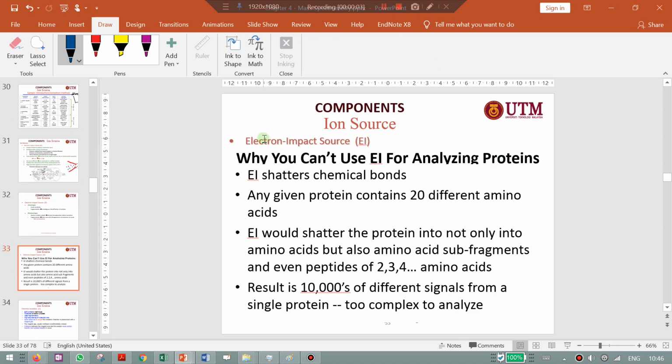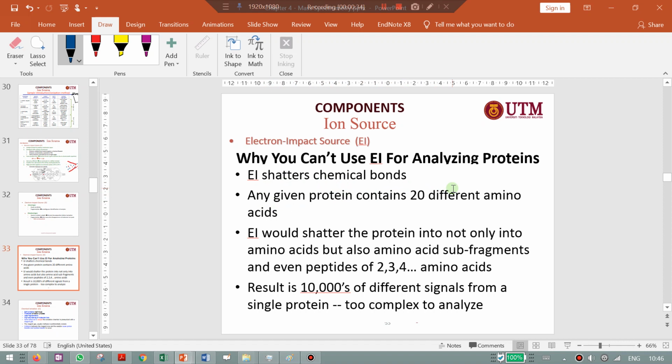Okay, electron impact source, why can't you use EI for analyzing proteins? EI shatters chemical bonds. Okay, because we use high energy, we shatter chemical bonds. The protein is a big chunk of polymer. A polymer is the combination of monomers, a combination of molecules. So what happens is your protein can shatter into 20 different kinds of amino acids with EI.